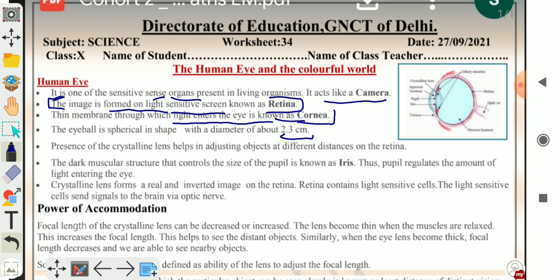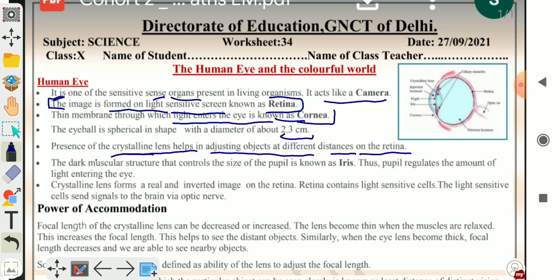Presence of the crystalline lens helps in adjusting objects at different distances on the retina. जो different distances पर objects रखे हुए हैं उनकी इमेज बनाने के लिए कौन हेल्प करता है? उनकी इमेज क्रिस्टलाइन लेंस की हेल्प से रेटिना पर बनती है.